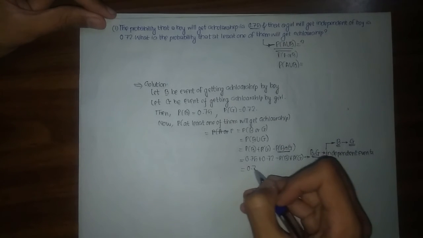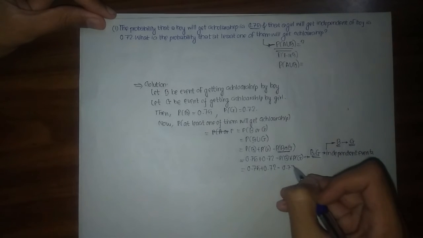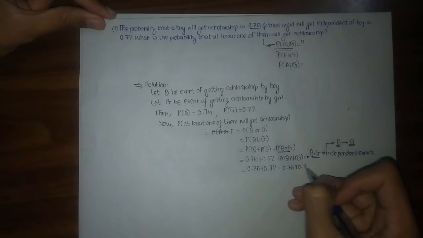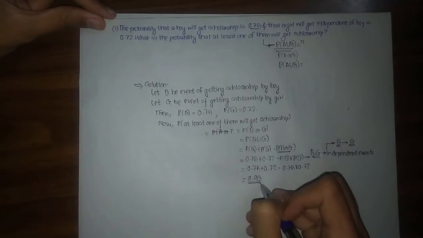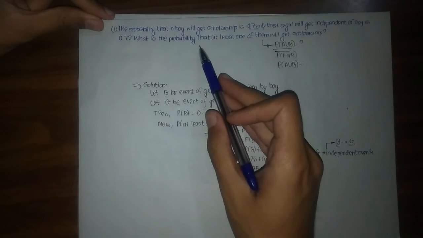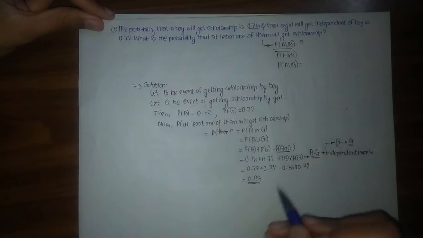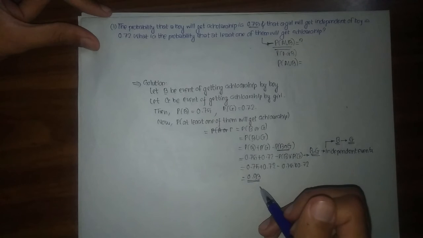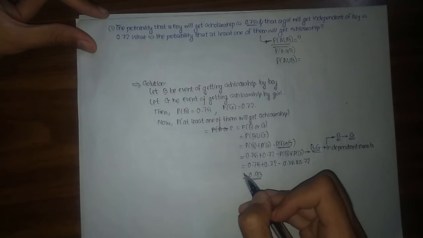Now we get 0.75 plus 0.72 minus 0.75 into 0.72. On solving this, what we get is P equals 0.93. So the probability that at least one of them, at least a boy or a girl, will get a scholarship is 0.93.